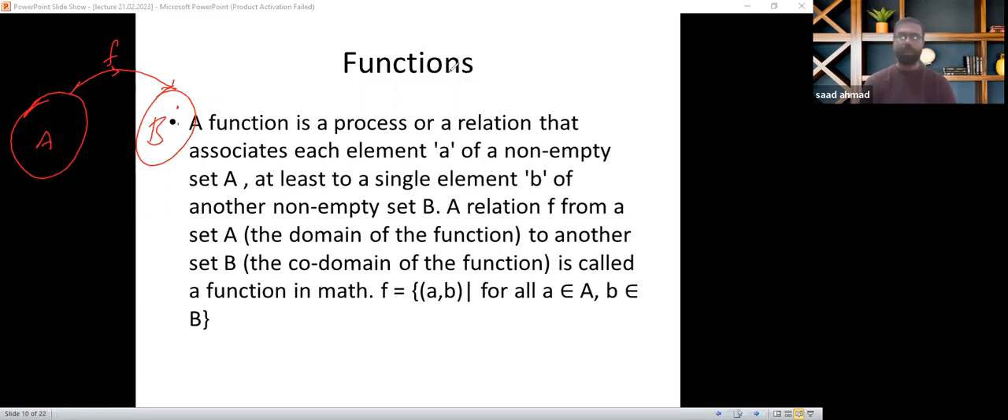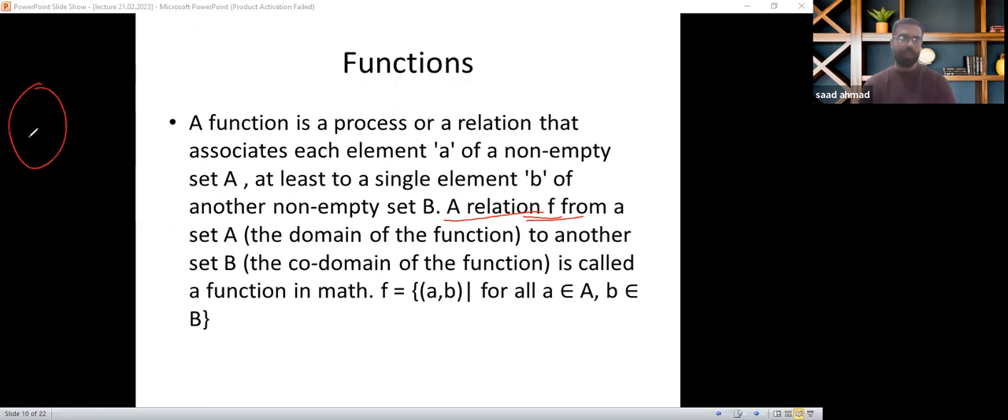Then we have some criteria for the function that we see next, which things make it a function. A relation F is a relation between A and B, the two sets. Right? It's a relation between A and B.